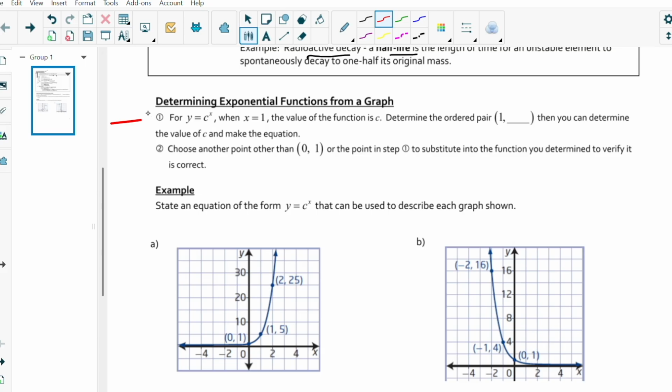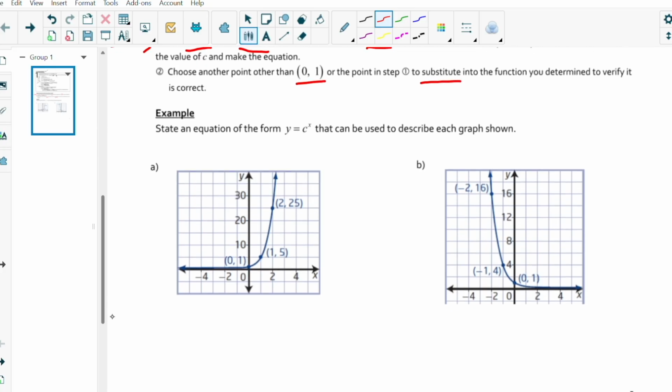Okay, when we're determining an exponential function from a graph, there's a couple ways we can do this. Okay, so we know this, right? For y equals c to the x, when x equals 1, the value of the function is c. So the ordered pair that can be formed is (1, c). Then you can determine the value of c and make the equation. And then to verify, you have to choose another point, and then we substitute to verify that the equation is correct. Let's do a couple of examples.